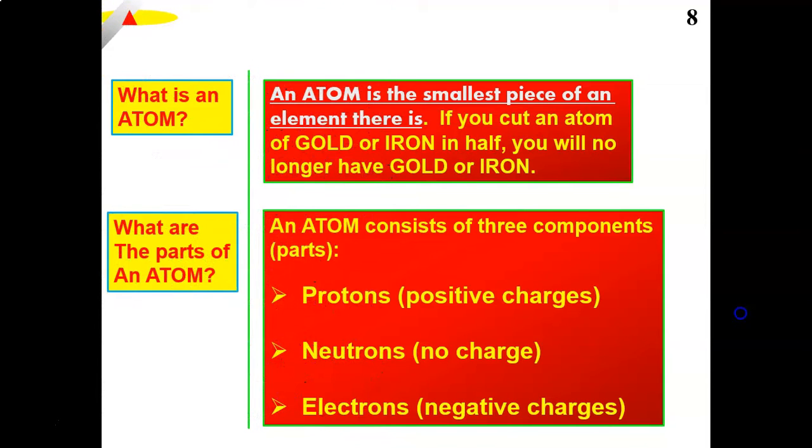Okay, so what is an atom? An atom is the smallest piece of an element that there is. So if you cut an atom of gold or iron in half, you will no longer have gold or iron. An atom consists of 3 components: the protons, which are positively charged, neutrons, no charge, and electrons, negatively charged. The only thing to understand about positive and negative is that it just means they're oppositely charged. It doesn't mean that one is better than the other.